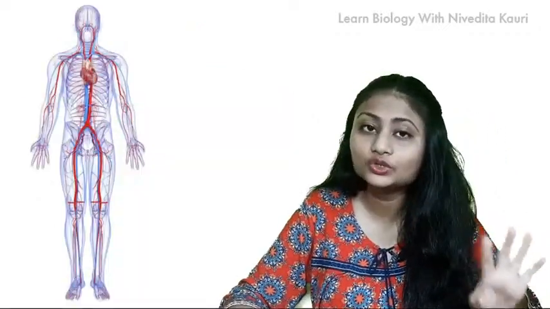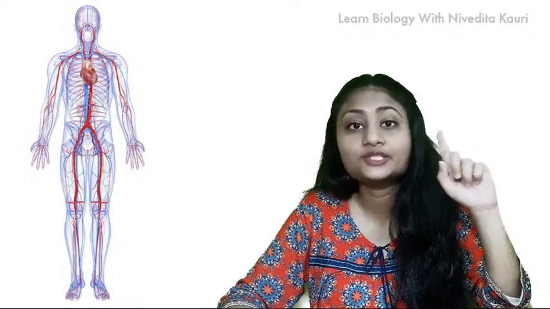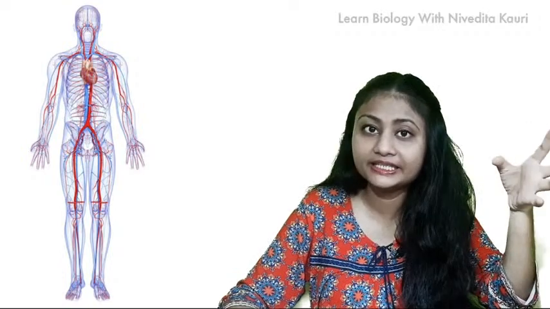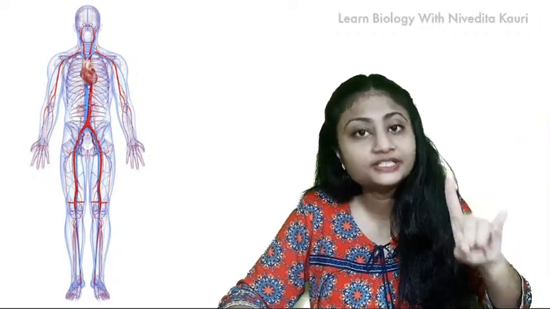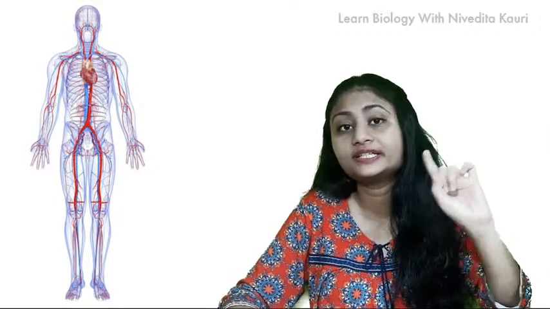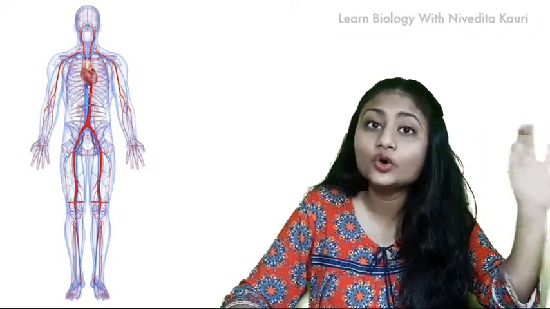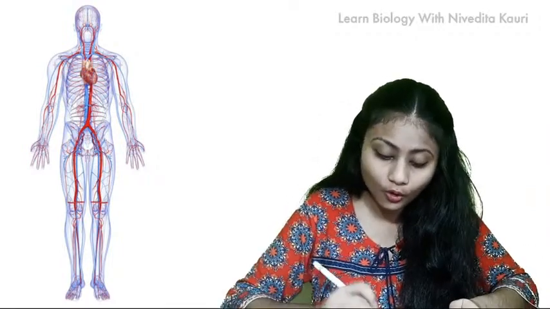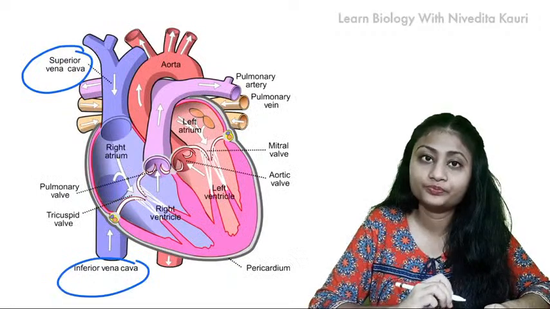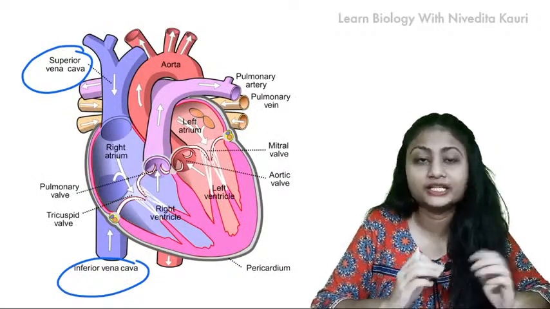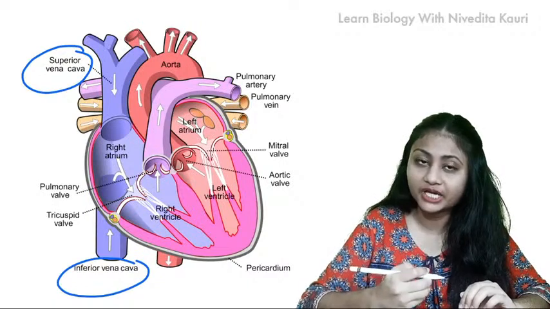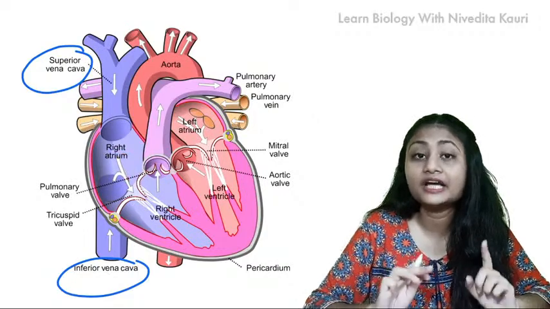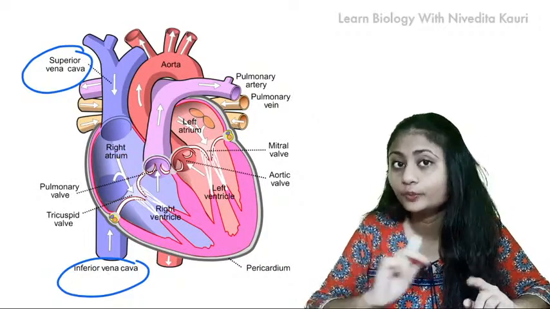Now, heart is also an organ, so it requires its own blood supply, and the metabolic waste products produced by it are to be removed. So for this reason, heart has its own circulation, which is known as the coronary circulation, and the veins of coronary circulation also open in this right atrium. They open via coronary sinus. From the right atrium, the deoxygenated blood goes to the right ventricle via the right atrioventricular opening.